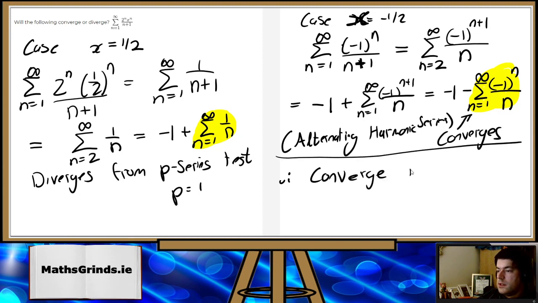So therefore, this will converge if x is between minus a half and a half. But in the case of the minus a half, we could get it to converge. In the case of the half, it diverges, so it's actually equal on the left side here.